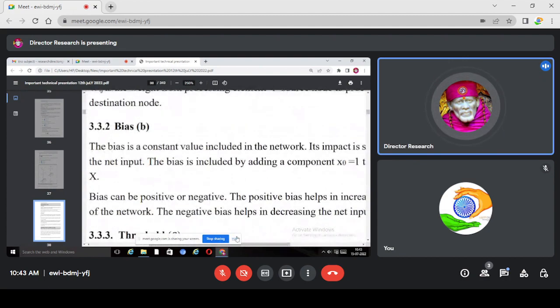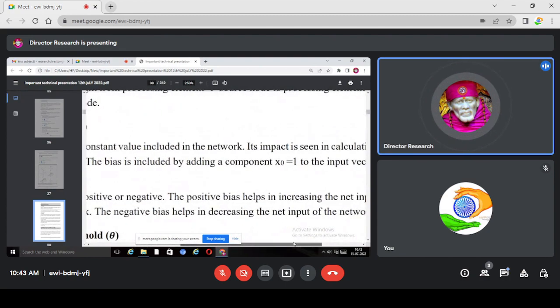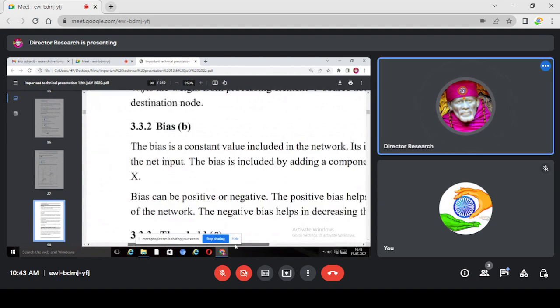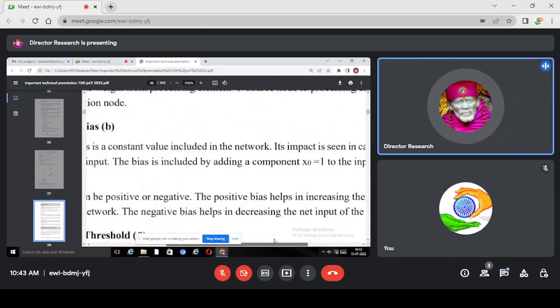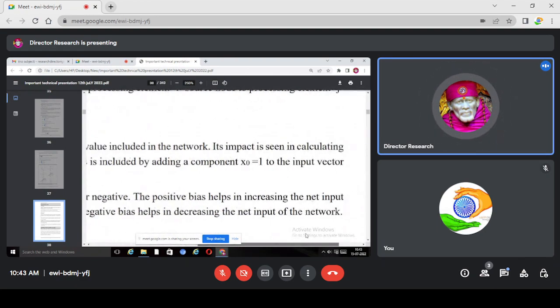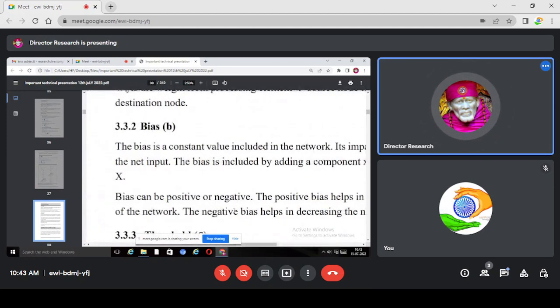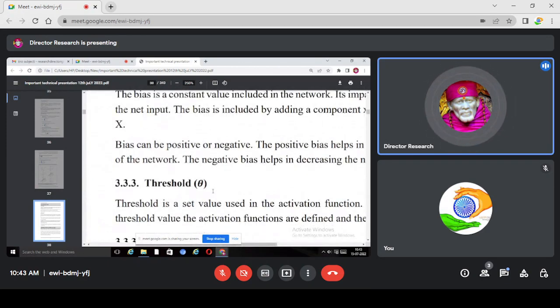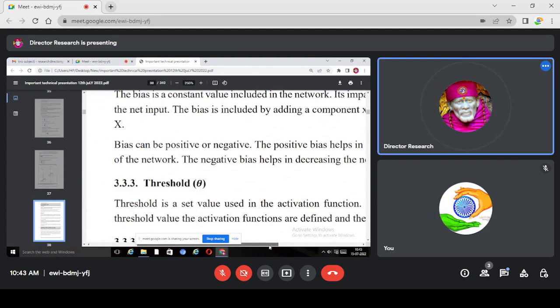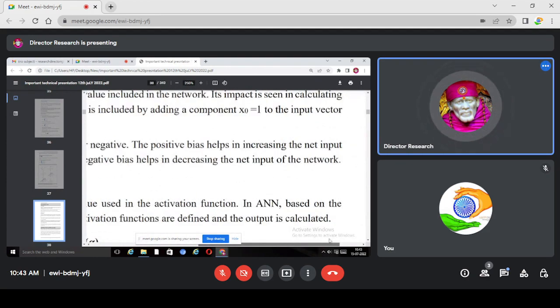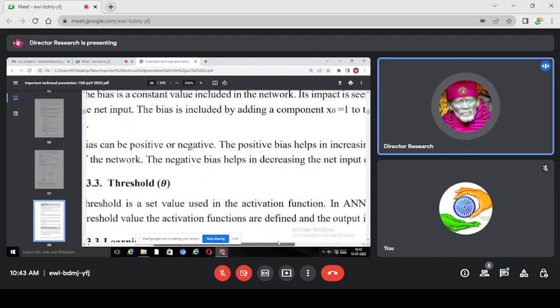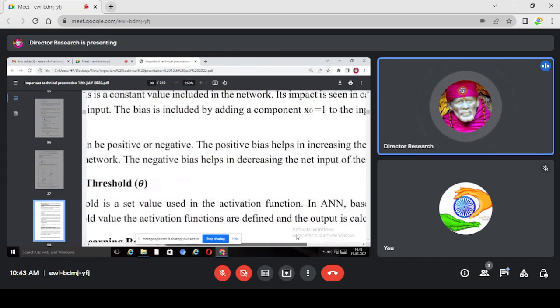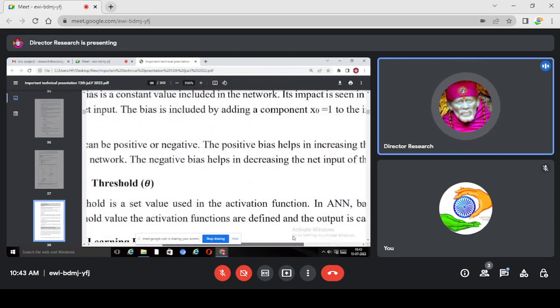The bias is a constant value included in the network. It is in fact seen in calculating the input. The bias is included by adding a component x0 equal to 1 to the input vector X. Bias can be positive or negative. The positive bias helps in increasing the net input of the network. Negative bias helps in decreasing the net input of the network.